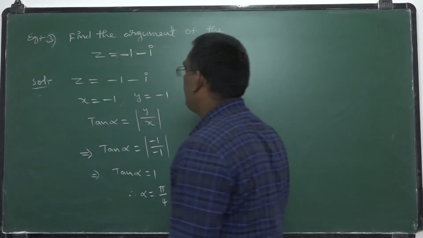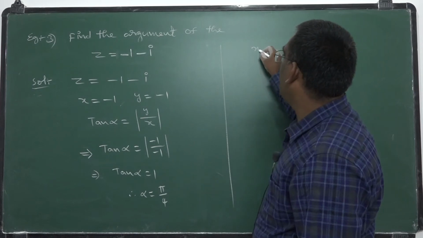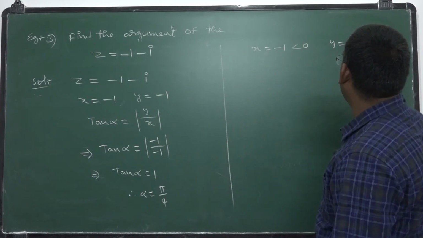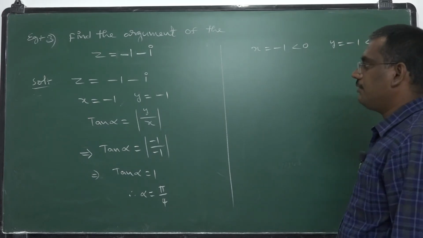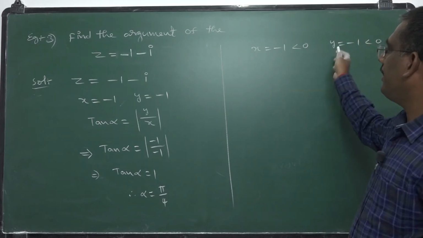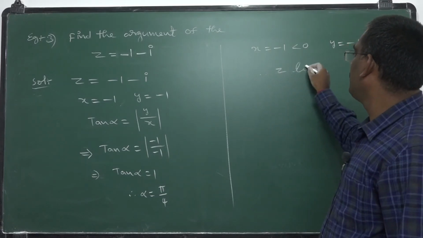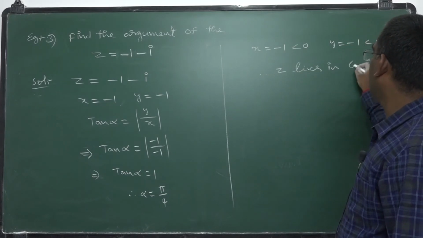Now we decide the quadrant. Clearly x equal to minus 1 is negative, and y equal to minus 1 is also negative. Therefore x and y both are negative, so z lies in the third quadrant.